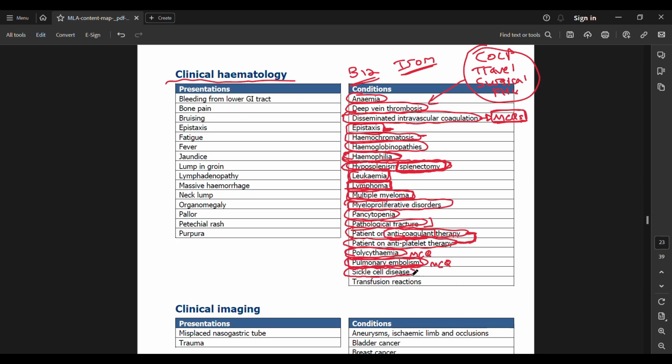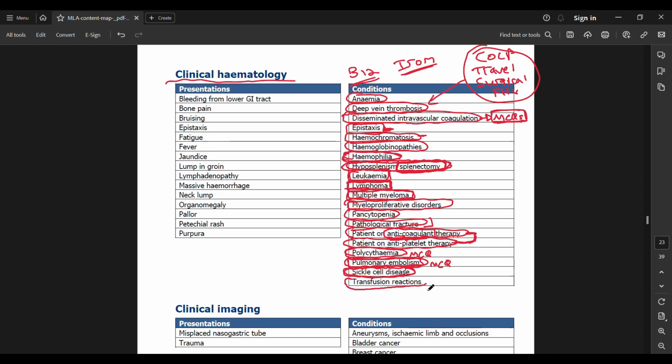Next, you have sickle cell anemia. This is similar to the thalassemia station, where you need to counsel the patient on genetics, maybe. Also, this does sometimes show up as sickle cell crisis. So make sure you know how to identify sickle cell crisis and how to manage it. That is a scenario I have seen.